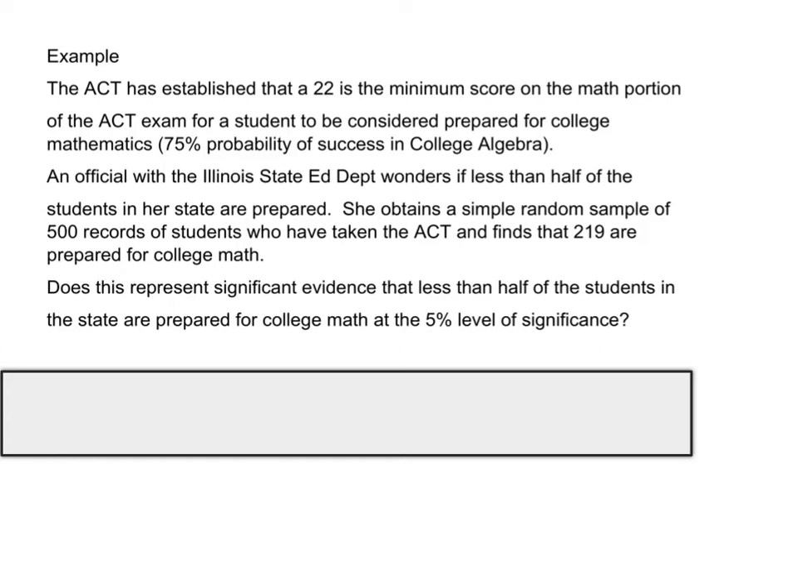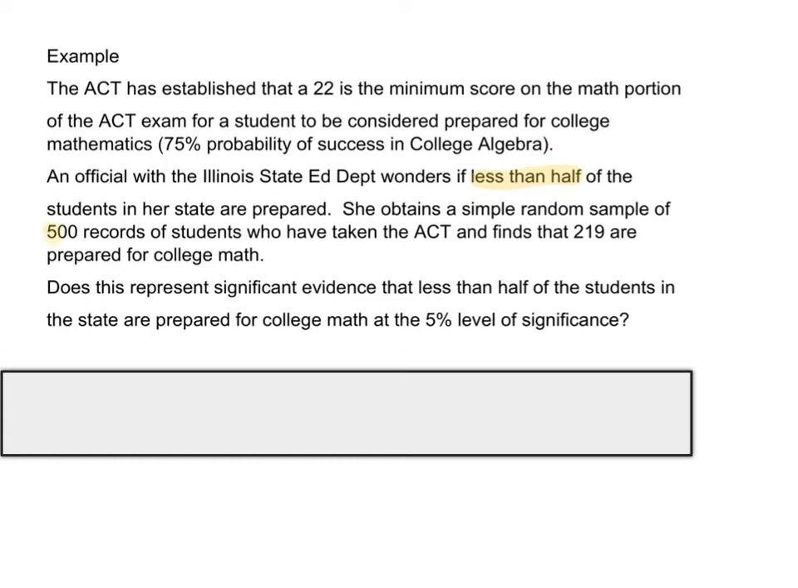The ACT has established that 22 is the minimum score on the math portion of the ACT exam for a student to be considered prepared for college math. That's the setup. And prepared for college math means 75% probability of success in college algebra. And an official with the Illinois State Ed Department wonders if less than half, that's really important, of the students in her state are prepared.